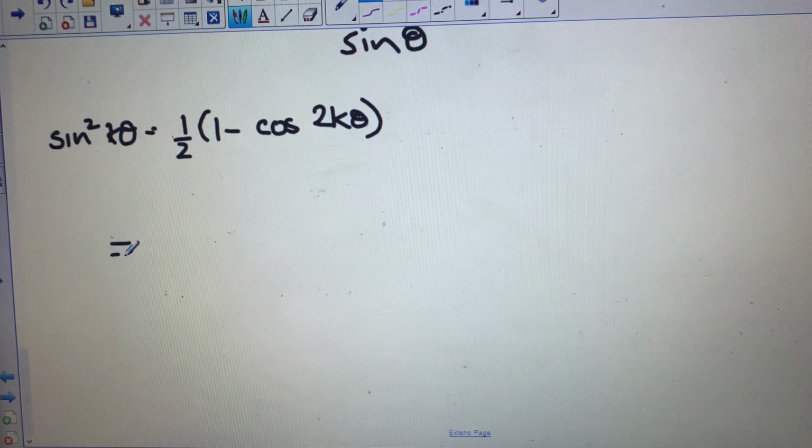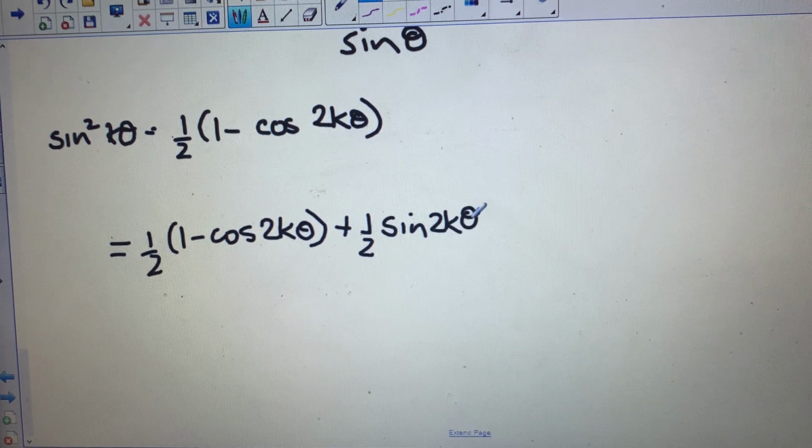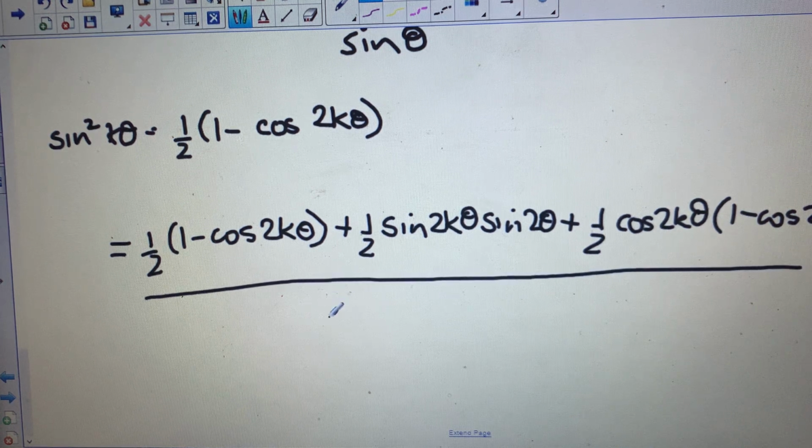So it's going to become a half 1 minus cos 2k theta plus a half sine 2k theta sine 2 theta plus a half cos 2k theta, 1 minus cos 2 theta, all over sine theta.